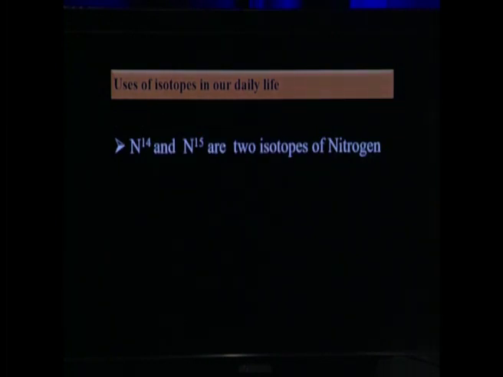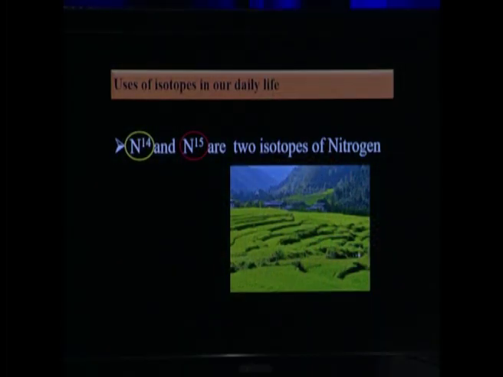We will look at some more. Nitrogen 14 and nitrogen 15 are 2 isotopes of nitrogen. Nitrogen 14 is the normal nitrogen, and N15 is the isotope which is used in agriculture as a fertilizer.